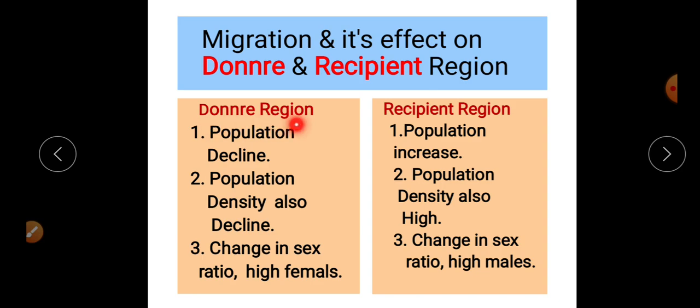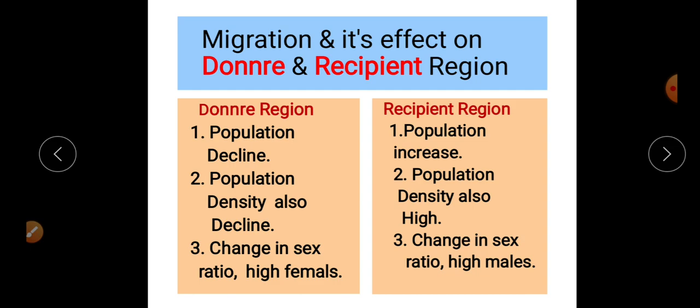Now, a donor region means a region from which people migrate, and a recipient region means a region selected by the people who migrate for permanent destination or permanent settlement. So donor region and recipient region are the opposite regions in migration.